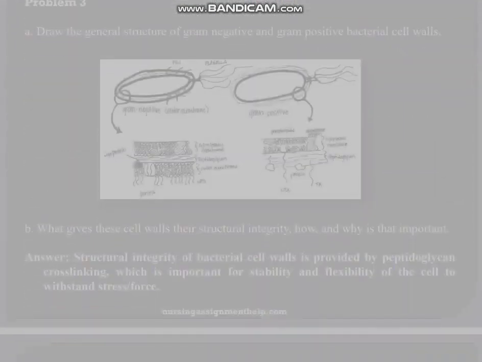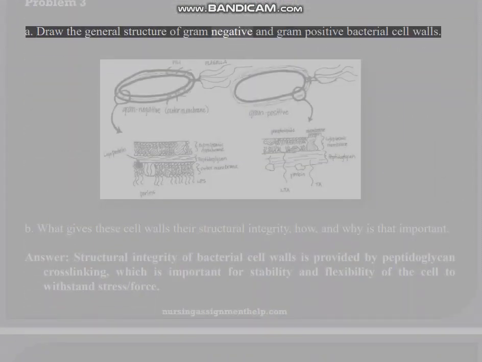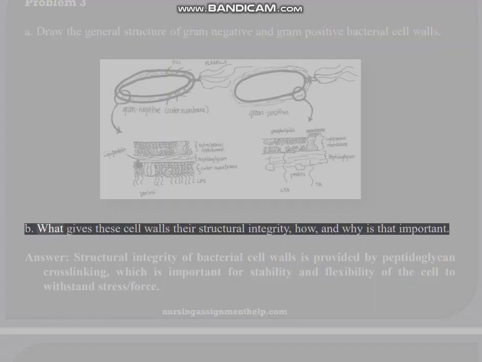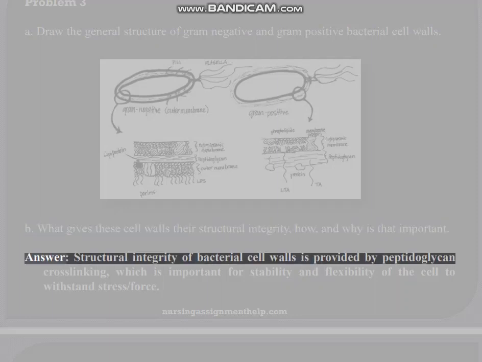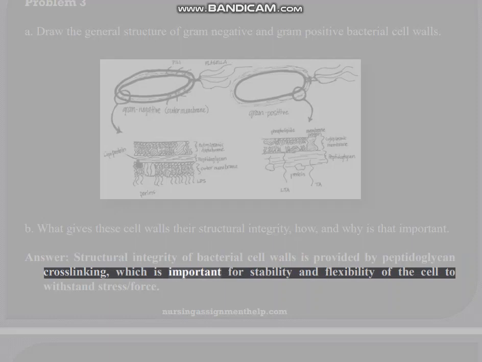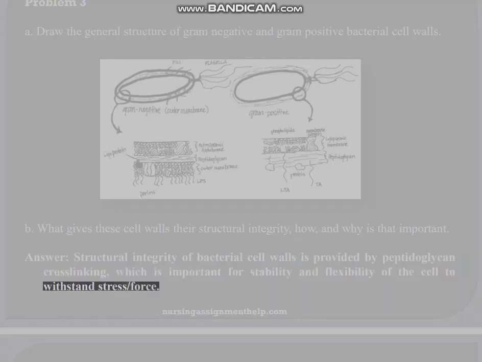Problem 3a. Draw the general structure of gram-negative and gram-positive bacterial cell walls. B. What gives these cell walls their structural integrity? How and why is that important? Answer. Structural integrity of bacterial cell walls is provided by peptidoglycan cross-linking, which is important for stability and flexibility of the cell to withstand stress and force.